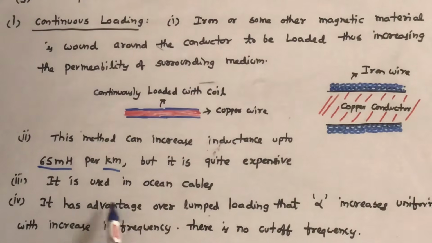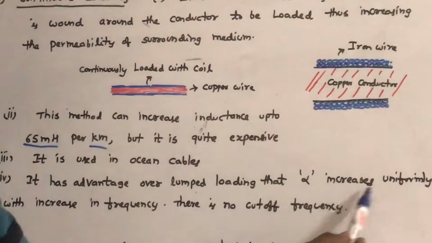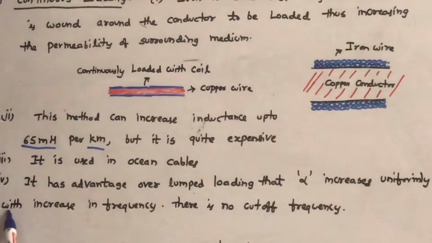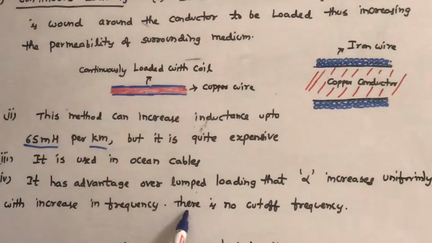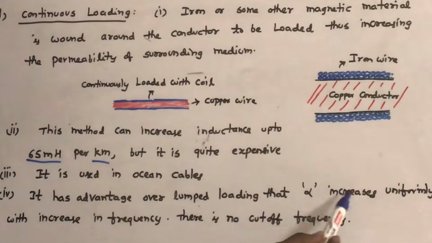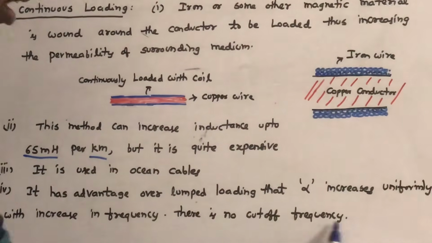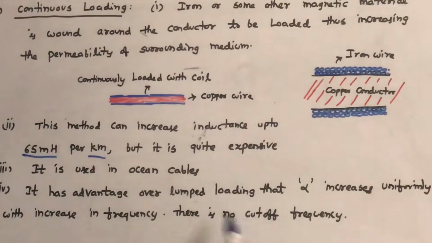It has the advantage over lumped loading that alpha, that is attenuation, increases uniformly with increase in frequency, and there is no cutoff frequency. So the attenuation losses increase uniformly with increase in frequency, and there is no cutoff frequency for continuous loading.